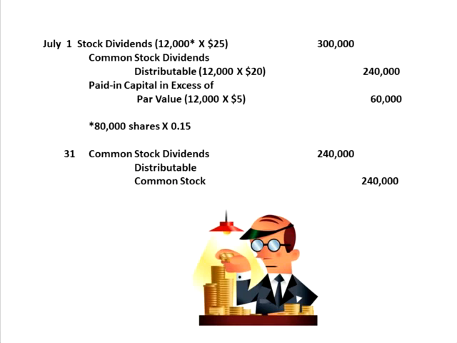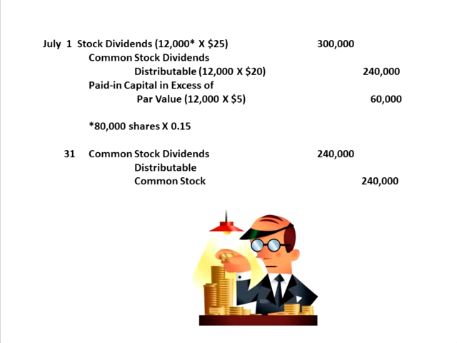On July 1st, the corporation declared a 15% stock dividend to stockholders of record on July 15th, distributable July 31st. On July 1st, the market price of the stock was $25 per share. So that's going to determine the value of this transaction. So we're going to debit stock dividends for $300,000. We're taking the 12,000 shares involved in the stock dividend and multiplying by the current market price of $25 per share.